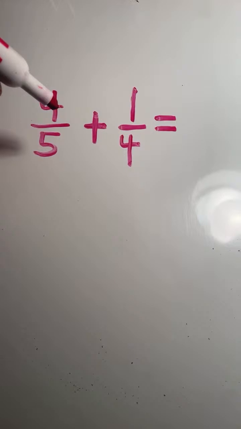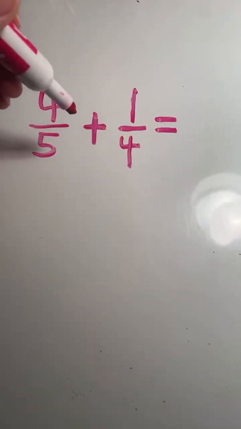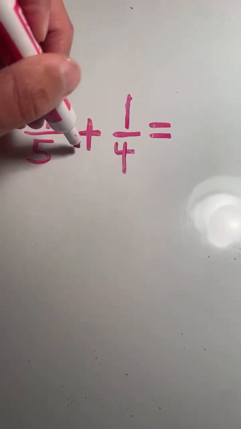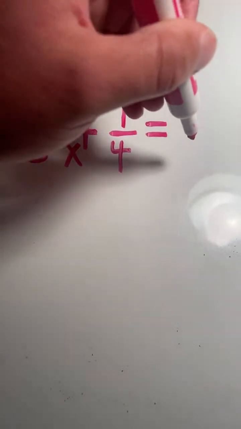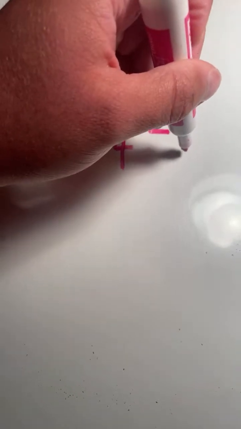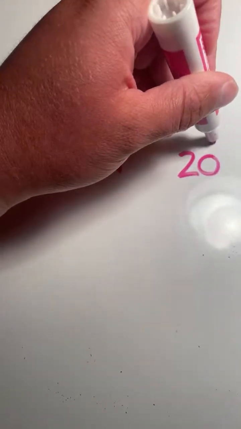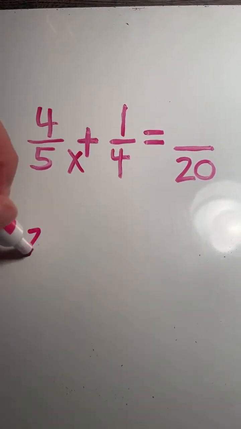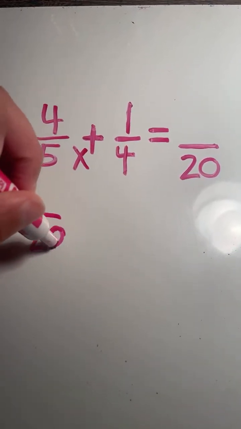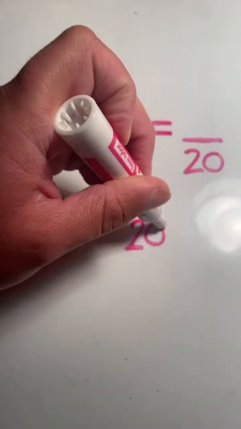Step 1, we have to find a common denominator. And we do that by multiplying our two separate denominators. So 5 times 4 equals 20. So 20 is going to be our common denominator for this problem here.